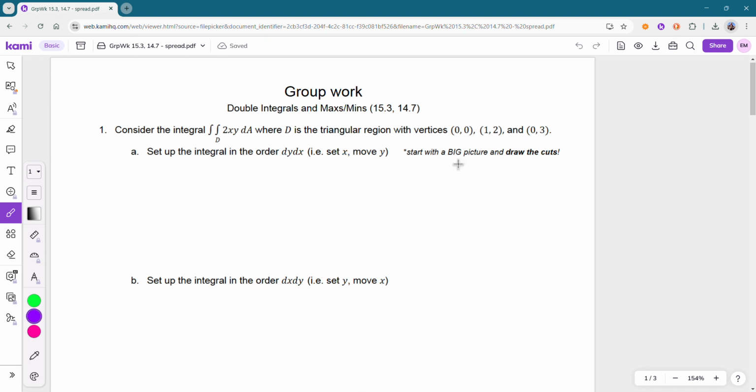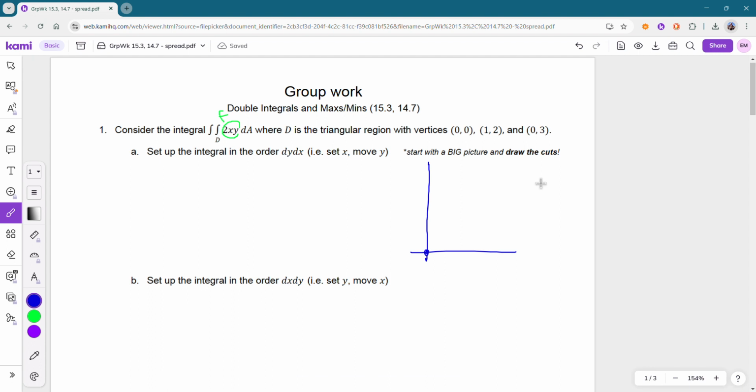Welcome back, everybody. Let's work through this group work on double integrals and maxes and mins. This first problem has us computing a double integral of our green function right here. There's our f over a triangular region in both orders, and we're going to pick one and compute it eventually. Let's start. Let's get a picture going.